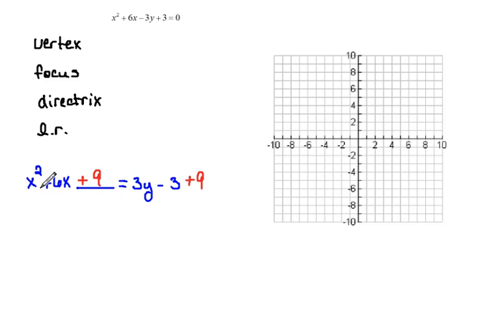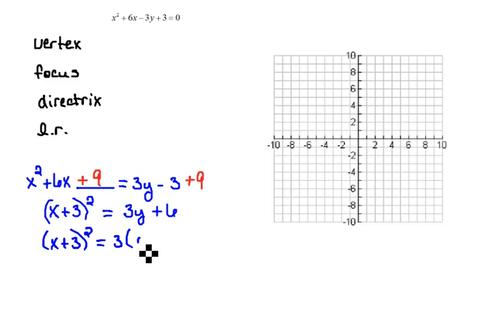Now whenever we factor this left side down, that's going to factor into x plus 3, quantity squared, equals 3y plus 6. Now that still is not in that really good standard form, because if you'll remember standard form, the 4a position is being multiplied to a binomial. So we can pull a 3 out of these two terms here. So that would be x plus 3 quantity squared equals 3 times y plus 2. And now we have it in much better standard form.